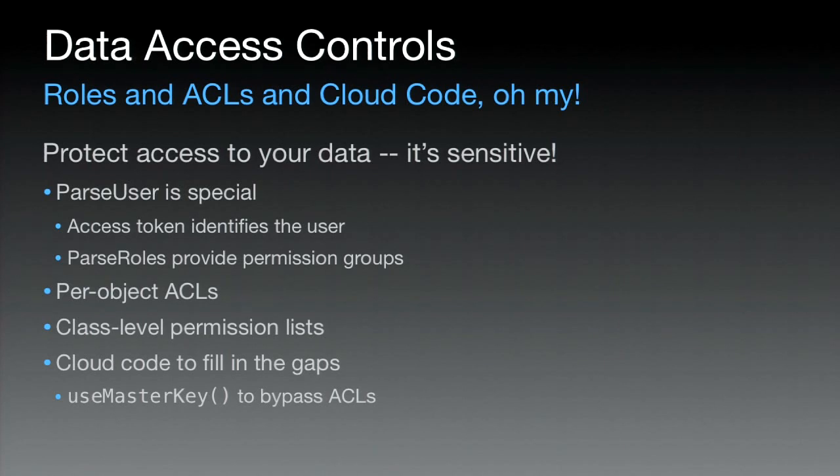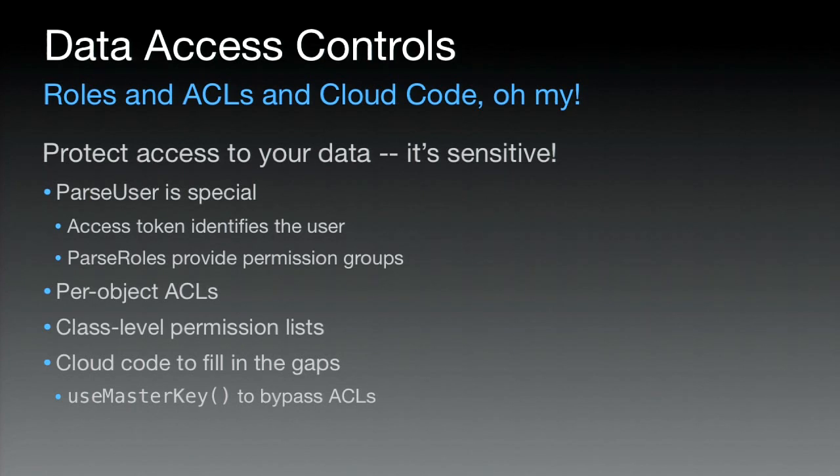Parse user is kind of a special object within Parse where we associate an access token with that user, and all of our client SDKs send that access token to Parse with every request that they make. Parse then takes that access token, figures out what user it belongs to, and then checks before returning the results of a query or taking some action whether that user has permission to do whatever you're trying to do.